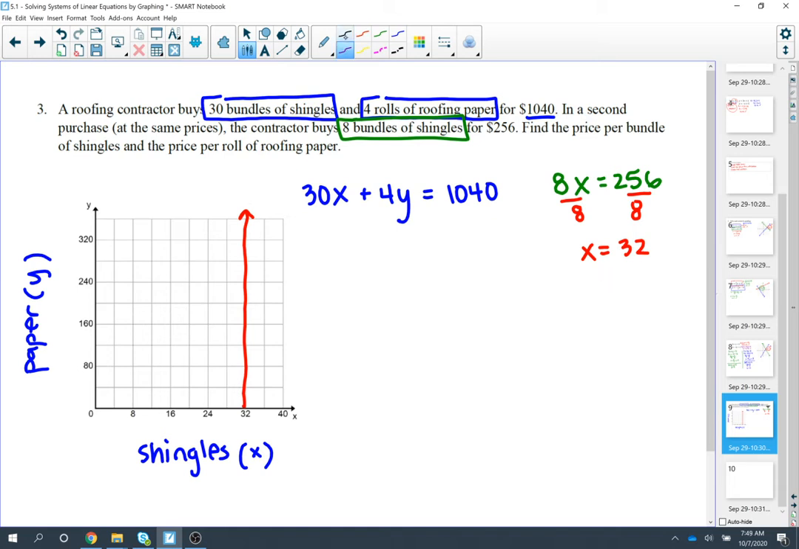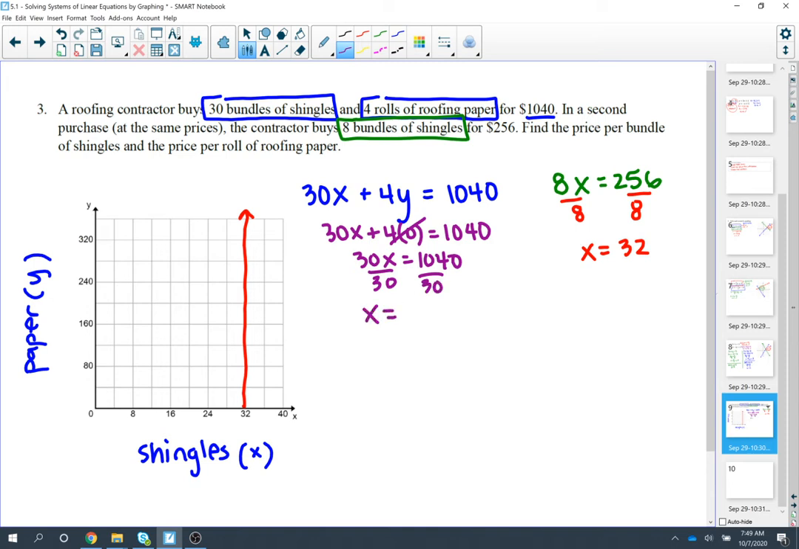Now, the second one, I'm going to graph by using our intercepts. In order to find the x-intercept, I'm going to substitute a 0 in for y. So 30x plus 4 times 0 equals 1,040. That will go to 0. So I have 30x equals 1,040. Then I'm going to divide by 30.